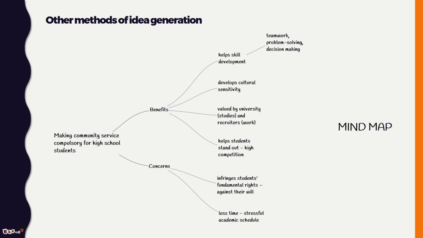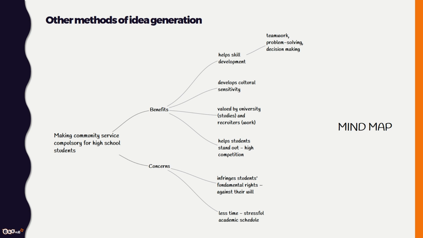And the next 3 branches are the same as we saw in our linear notes and our tabling technique. So develops cultural sensitivity valued by universities, which is for higher studies, and recruiters for people opting to start working, and helps students stand out. So it's like a differentiating factor for them amidst high competition both in universities as well as for work.